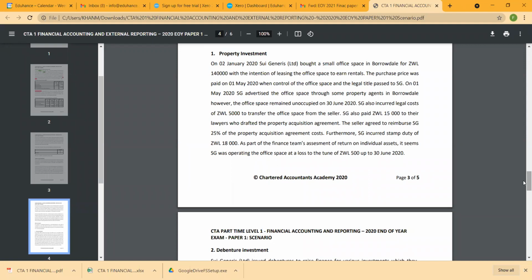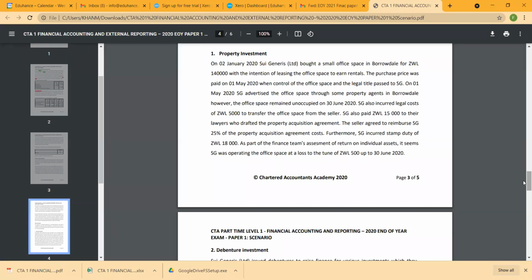Okay, I don't know what that means. As part of the financing assessment of return on individual assets, it seems SG was operating the office space at a loss, whatever that means. Okay, so let's just have a look at what happened over here. So we have a property investment, okay? We acquired it in the 2020 financial year.